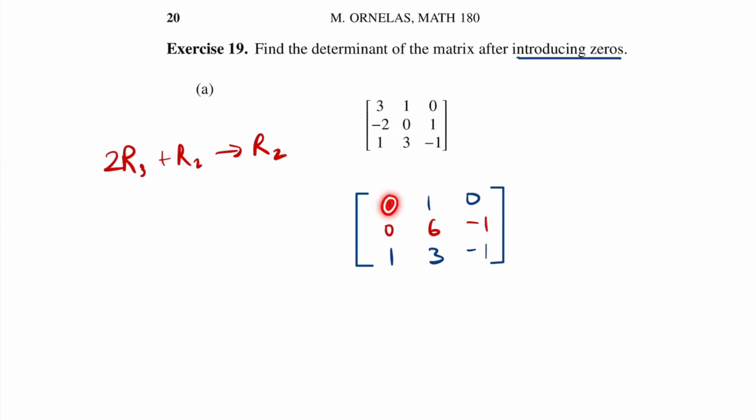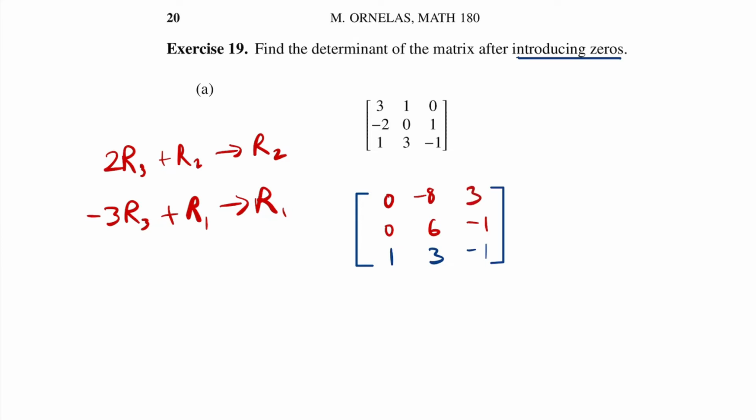All right, and now let's make this a 0. And we're going to do that by multiplying negative 3 times row 3 plus row 1 will equal row 1. So that would make this a 0. And this would be negative 9 plus 1 is negative 8. This would be positive 3 plus 0 is 3.